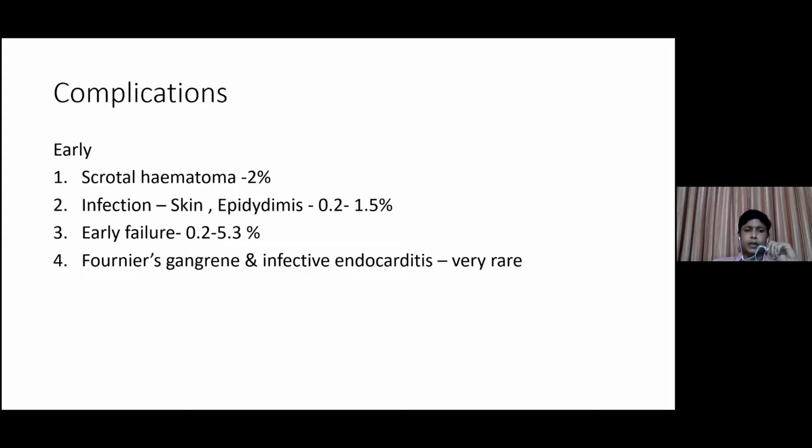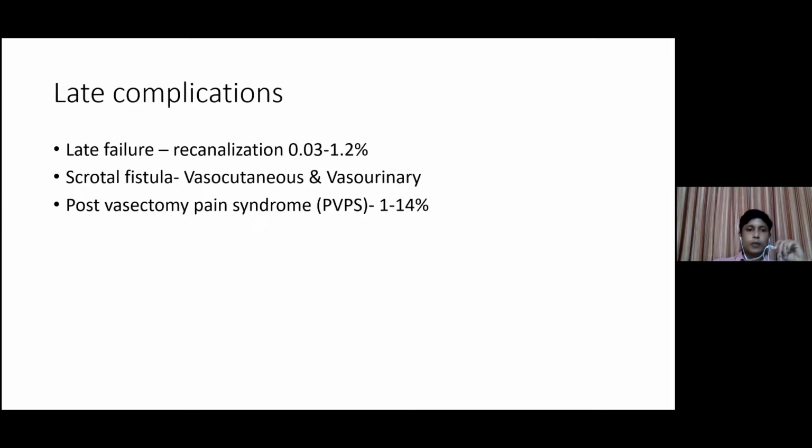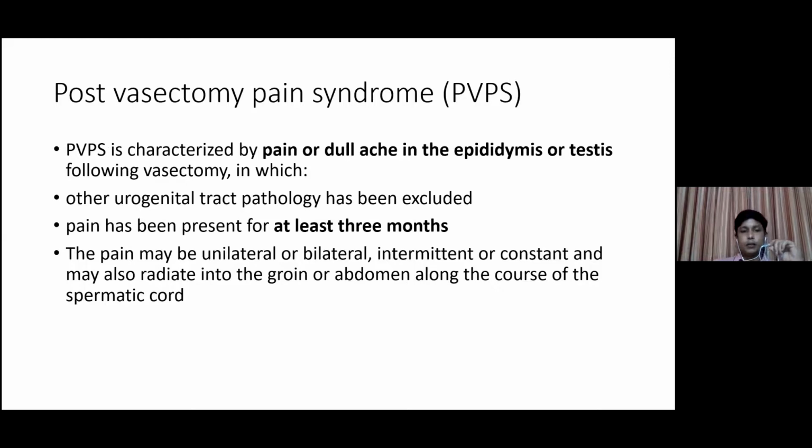Other complications are scrotal hematoma at 2%, and infection, from superficial skin infection to epididymitis or epididymo-orchitis, at 0.2 to 1.5%. Fournier's gangrene and infective endocarditis are very rare occurrences. In the UK, they say it is about 1 or 2. Late complications are late failure, as I mentioned earlier, recanalization, and scrotal fistula. There are two types of fistula: vasocutaneous fistula and vasourinary fistula. Then there is post vasectomy pain syndrome, which is 1 to 14%.